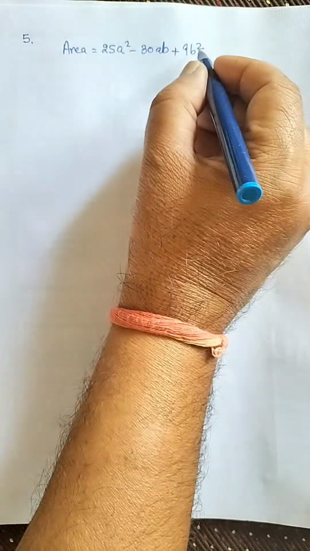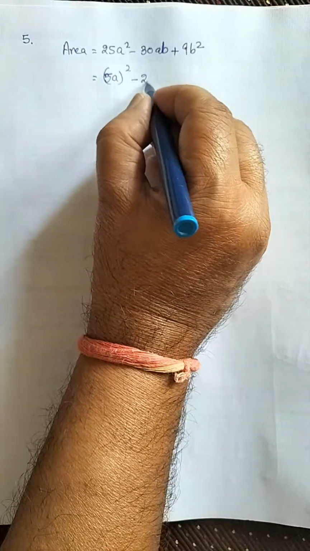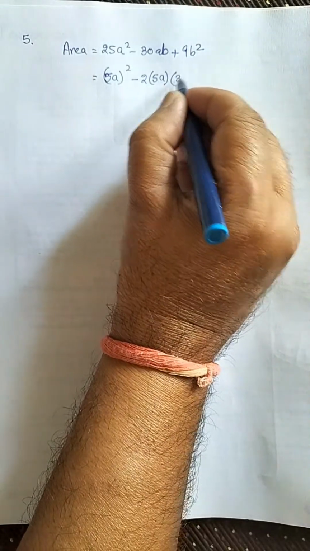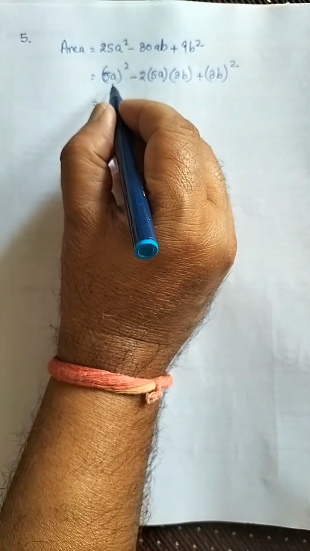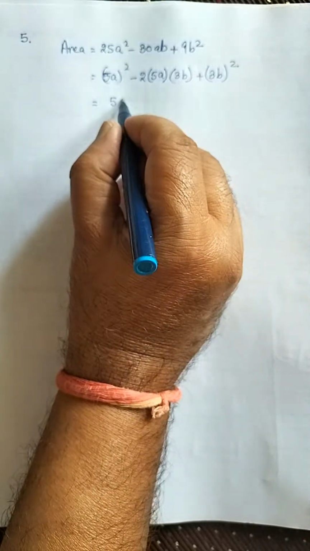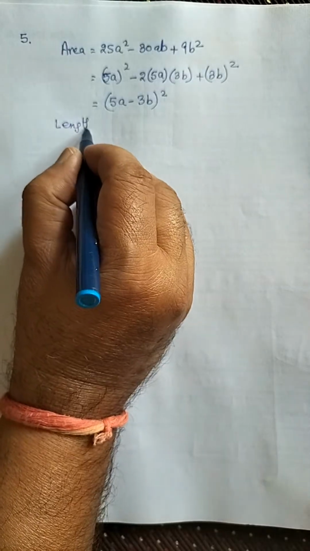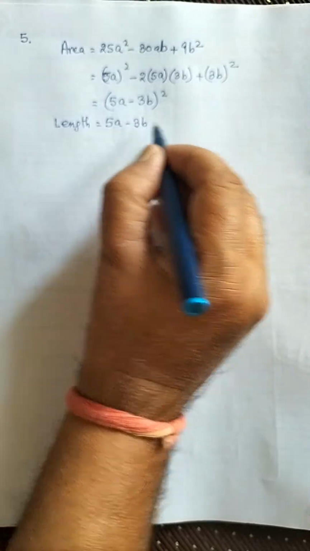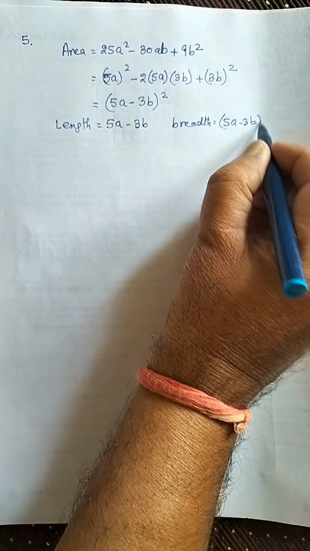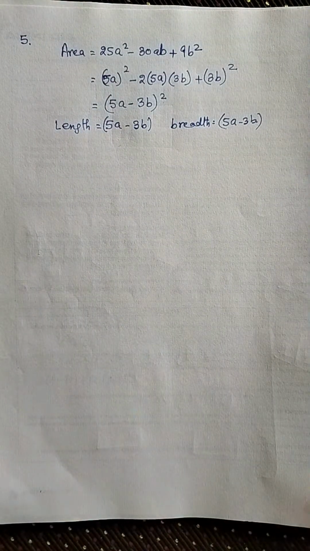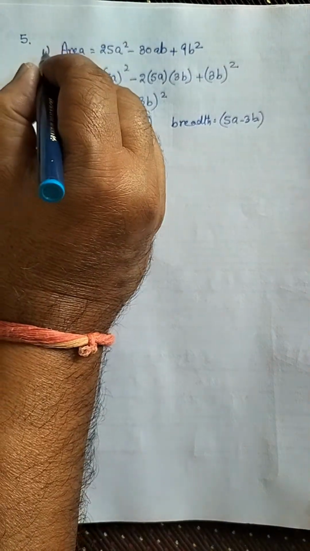Now, clearly I can see this is a perfect square. That is 5a whole square minus twice of 5a times 3b plus 3b whole square, which resembles the a minus b whole square identity. So this is 5a minus 3b whole square. So we can have length equals 5a minus 3b and breadth is also 5a minus 3b. So when length and breadth are equal, it's actually a square, but he hasn't asked this, so don't mention that. You can simply give the length and breadth. This was the first part of question number 5.